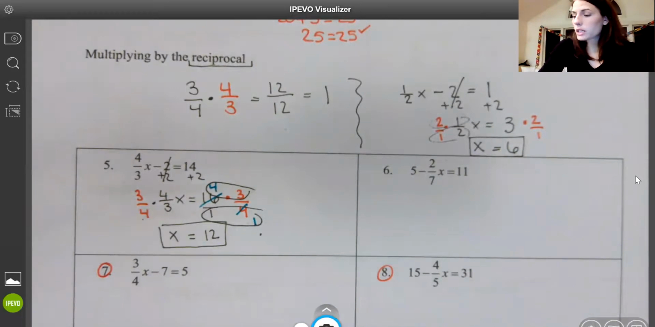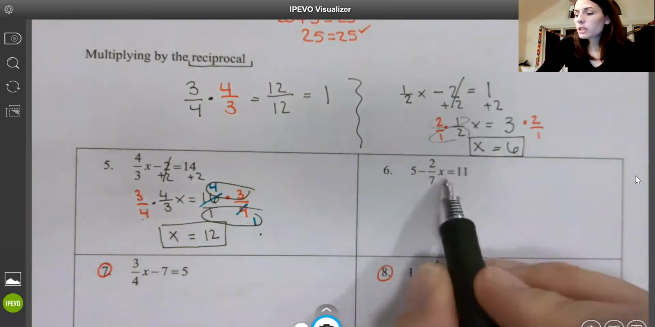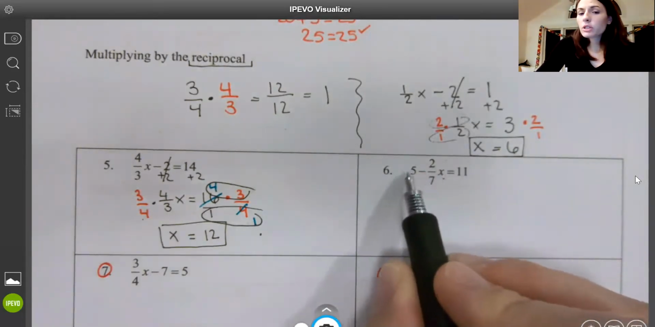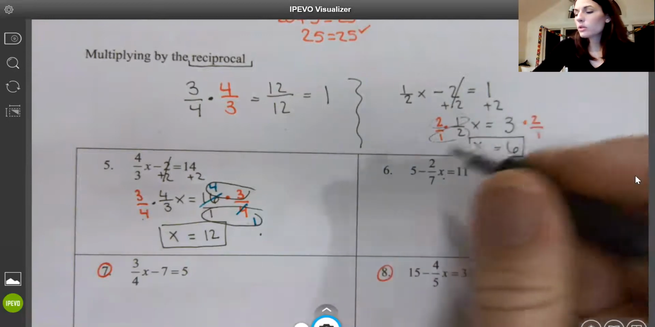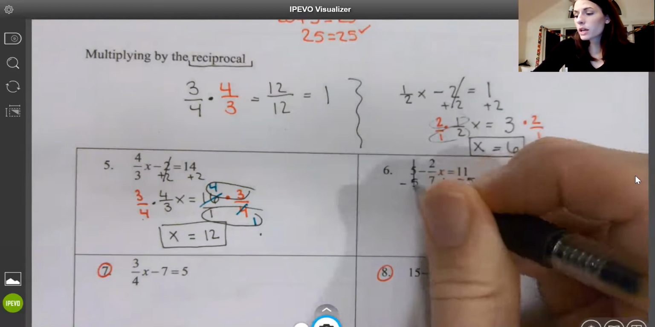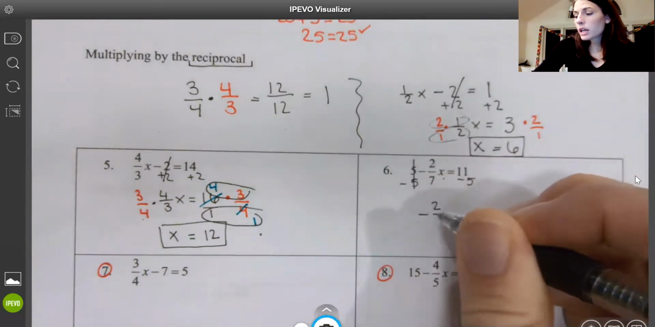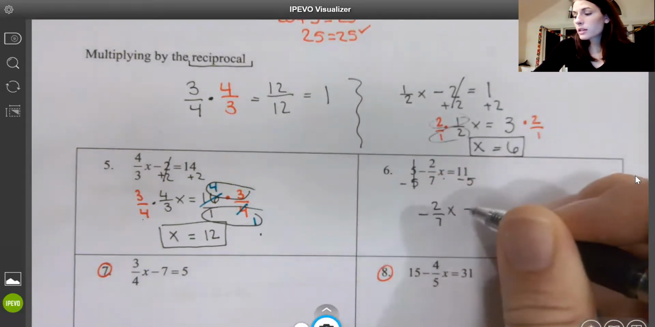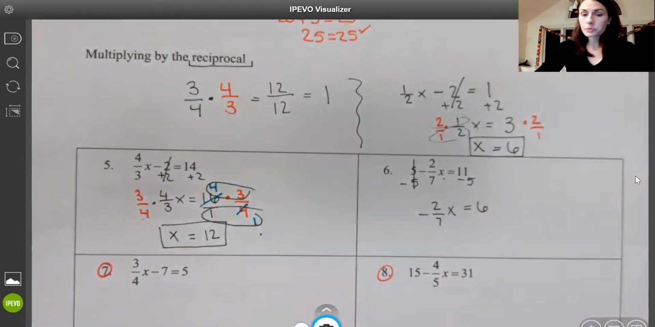Let's look at another one together. On this one, here's my variable. I still want to start with this 5 though. So the inverse of +5 would be to subtract 5 from both sides. And that's going to give me -2/7 x equals 6.